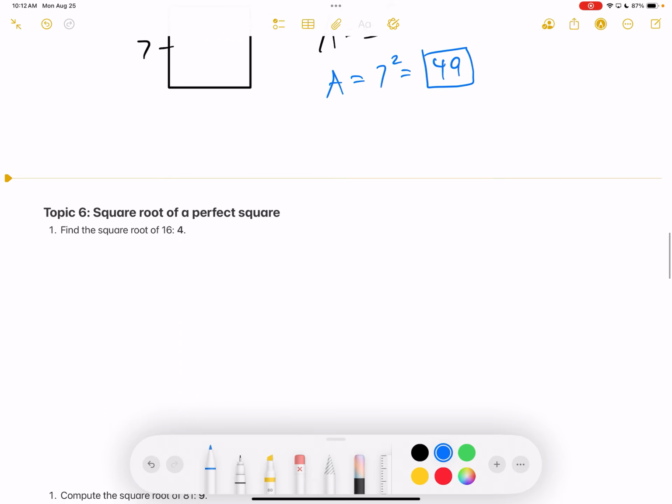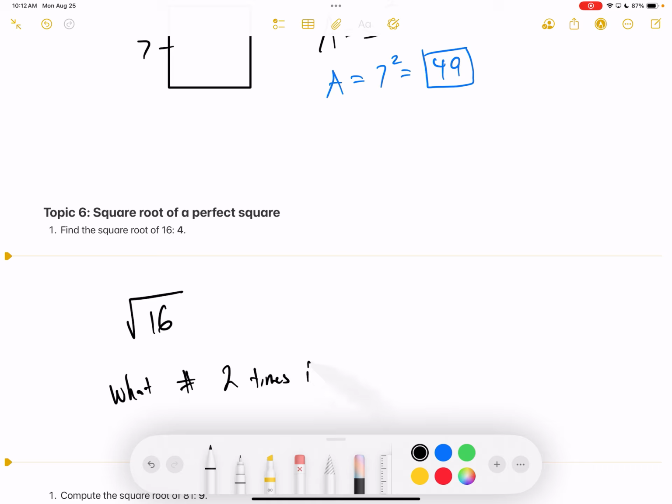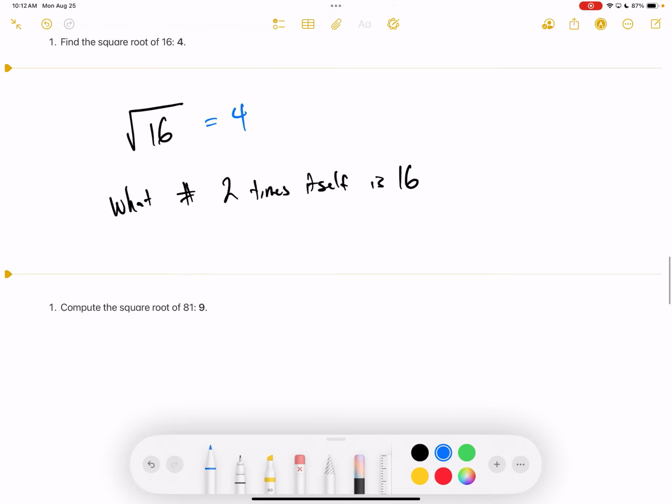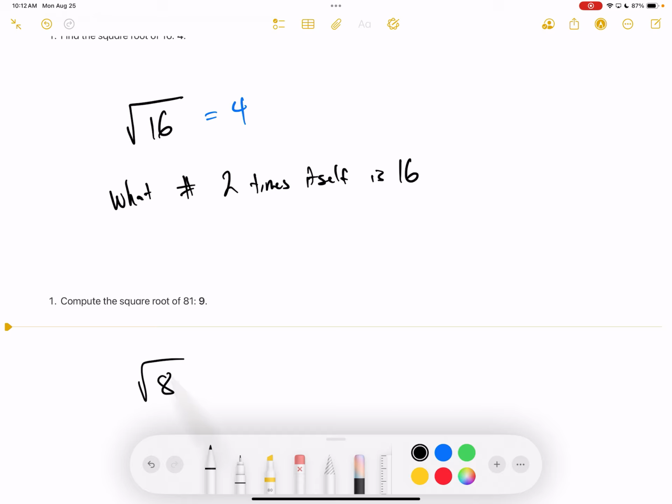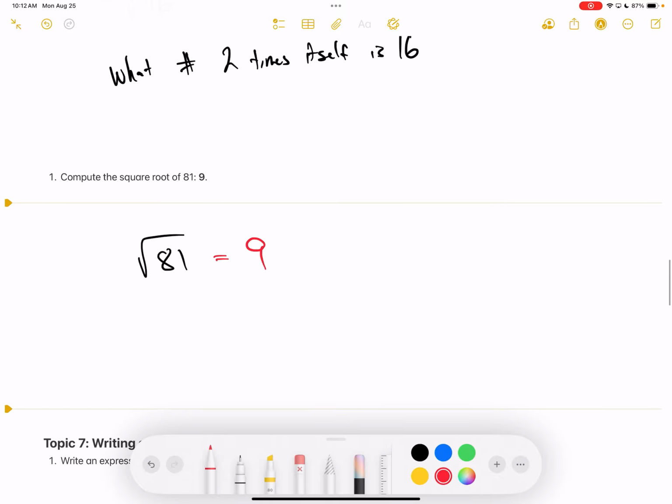All right, square root of a perfect square, the square root of 16. This is the opposite of an exponent. This is saying what number times itself is 16? So 4 times 4 would be 16. And then this one, 81, y'all know that's 9 times 9. So the square and the square root are inverses of each other.